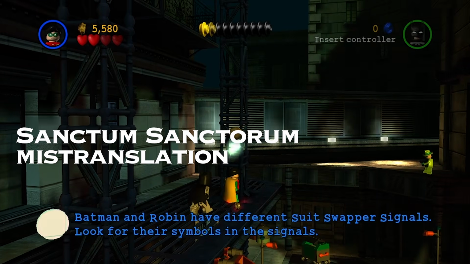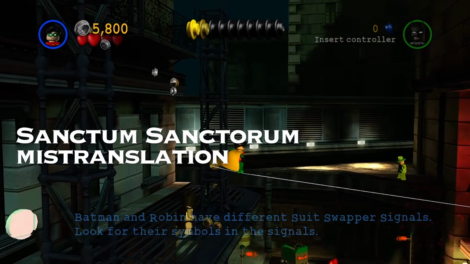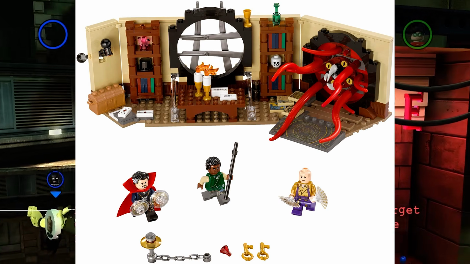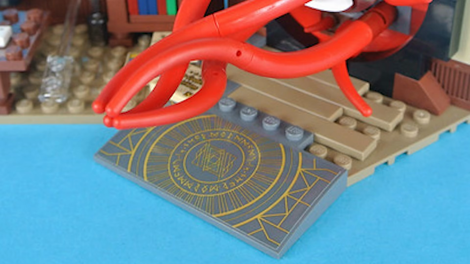Sanctum Sanctorum mistranslation. So the 2016 Sanctum Sanctorum set has a sticker that spells Dormammu's name incorrectly. It says Dormammu with one M before the U as opposed to two.